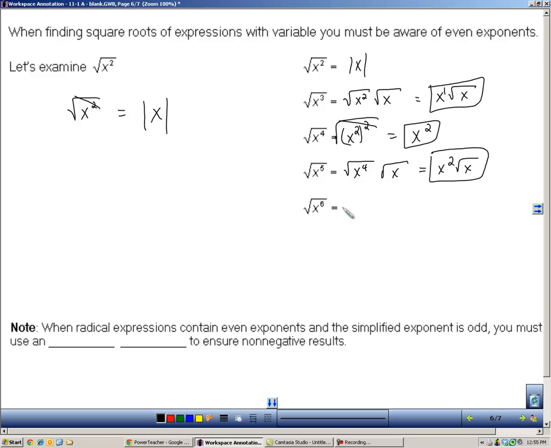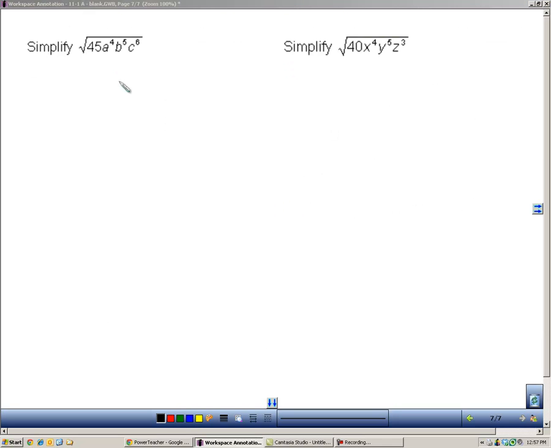So x to the sixth becomes x to the third squared, which ends up being x to the third. Now back to what I originally said. Whenever you have an even exponent that ends up being odd, like this one and this one, you need to include an absolute value as your answer. So the red stars here really talk about this note. When radical expressions contain even exponents and it's simplified to an odd, you must use an absolute value to ensure non-negative results.